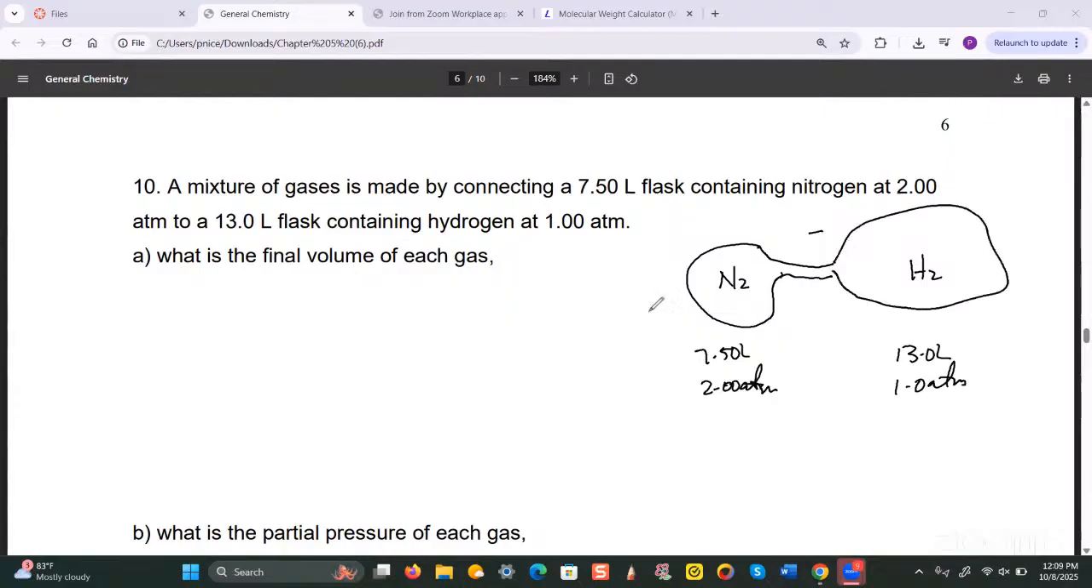Okay, so basically you're going to have total mixing of the nitrogen and hydrogen between the two flasks, right? So the question is asking, in the A part, what is the final volume of each gas? And the answer is what? What do you think?